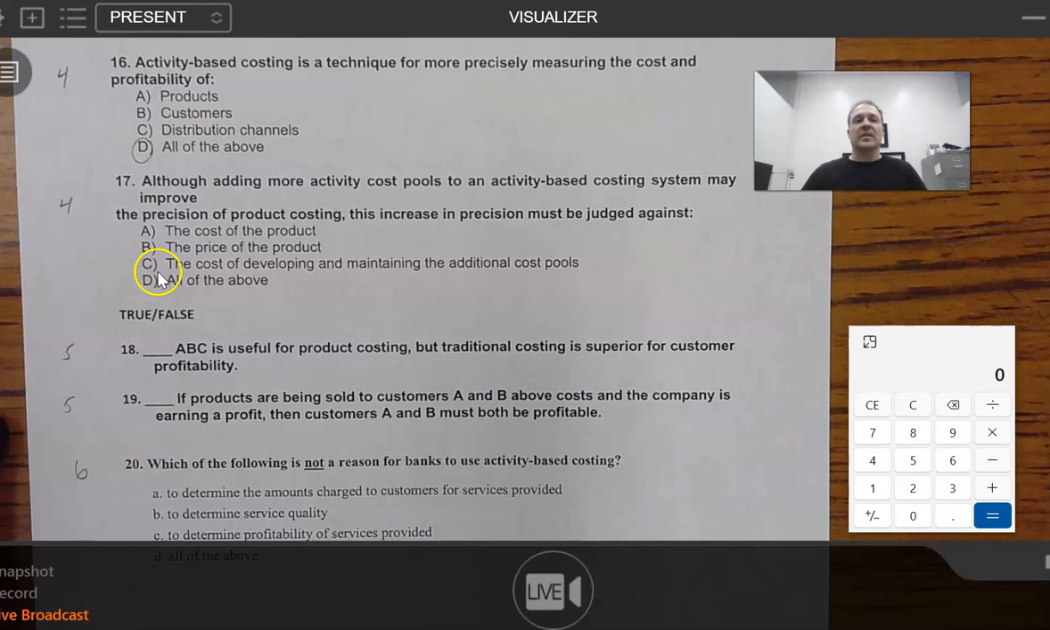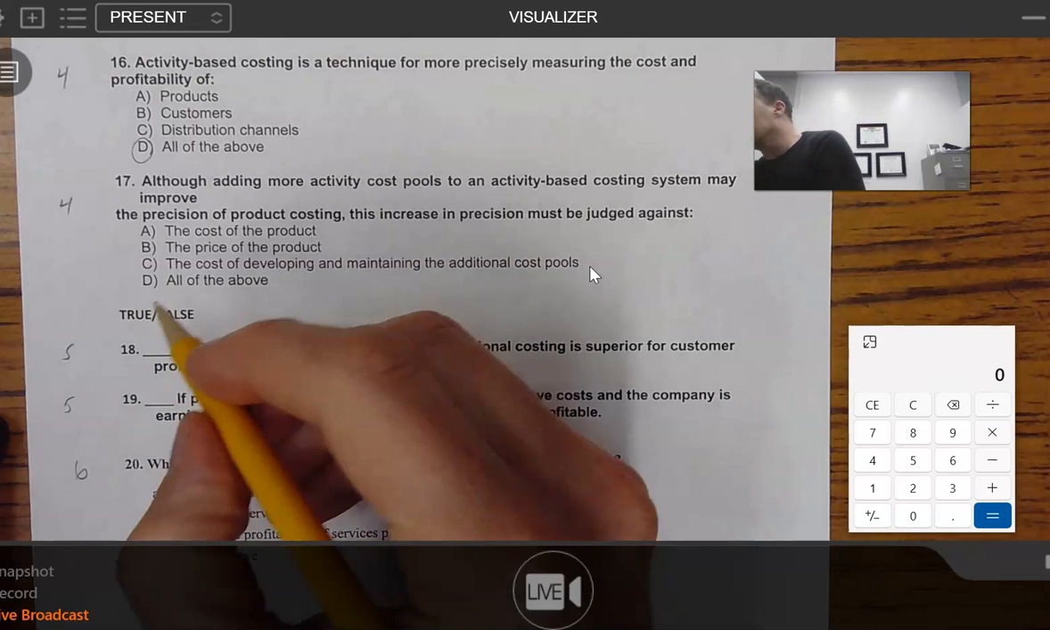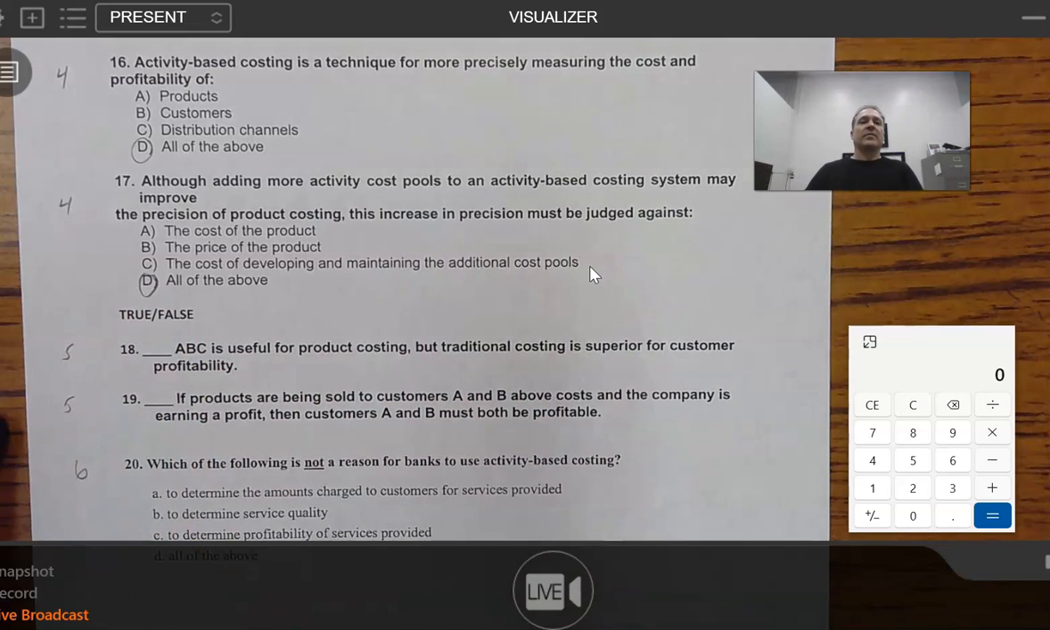But notice it says C, the cost of developing and maintaining the additional cost pools. Activity-based costing is a lot of work, and it is a more costly, complex process. So if we're going to do this, the accuracy that we get has to be weighed against the additional cost that we're going to incur just by utilizing the approach. So our answer is, in fact, all of the above. Got a couple more questions here, and then I think we've got one question that will be left over that we'll do in a separate video.